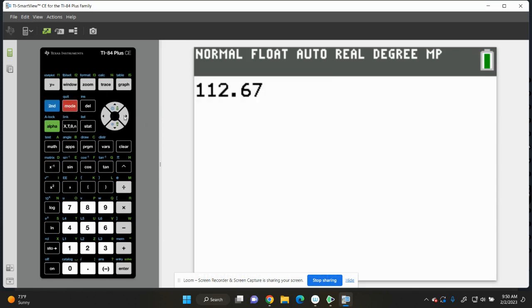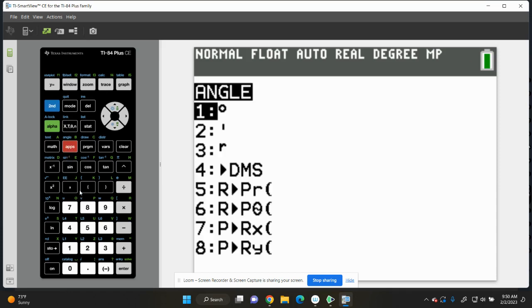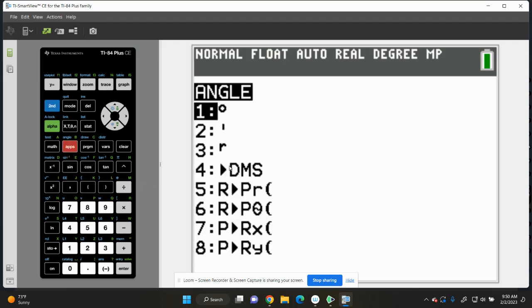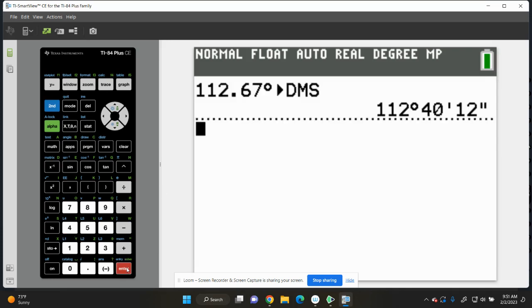Okay, everybody got that? Now we're going to go into angle. Angle is above your apps button. Go to angle, which is above the apps button, and we're going to choose degrees. And then we're going to go back into the angle and we're going to choose option 4, which says to DMS. And there we have 112 degrees, 40 minutes, 12 seconds.